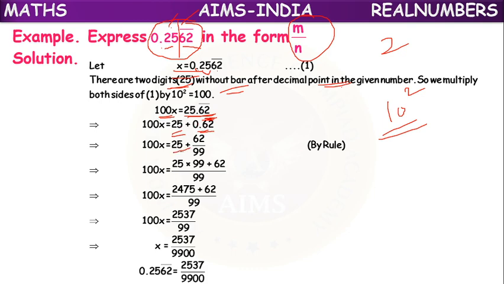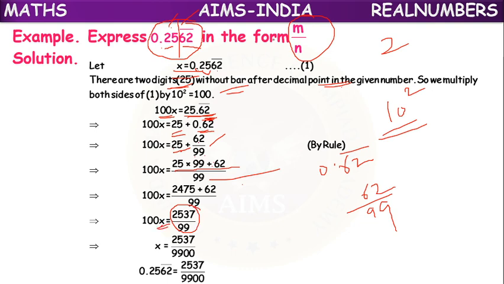25, let's keep like that only. 0.62 bar means it's a pure recurring decimal. We can write it as 62 by 99. So let's multiply 25 with 99 and add 62. After simplification, this will be the numerator, and the denominator will be 99. After multiplying, this is the 100x value we are getting.